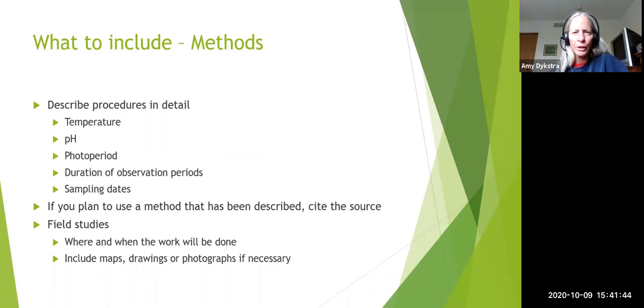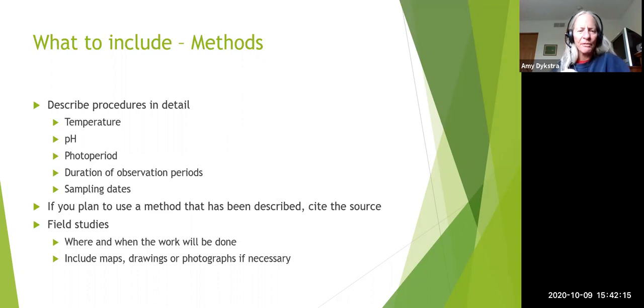So you want to include details like temperature, pH, photoperiod, which is the length of the day and night. This is especially important in plant studies. And we can set our growth chambers in our biology department to have like a 12-hour day and 12-hour night, or we can set them to 16 hours of daylight and so that would leave 8 hours of darkness. So that would be photoperiod.